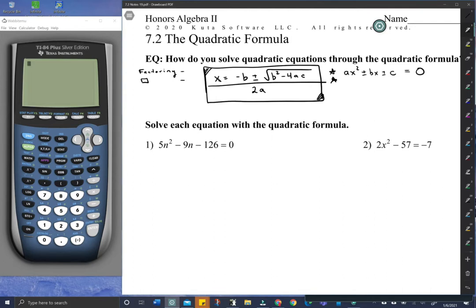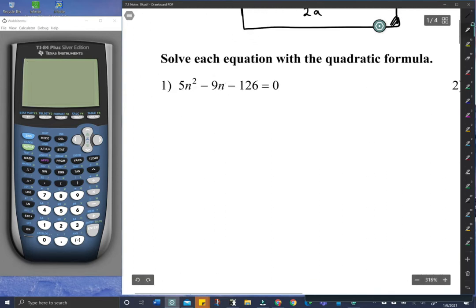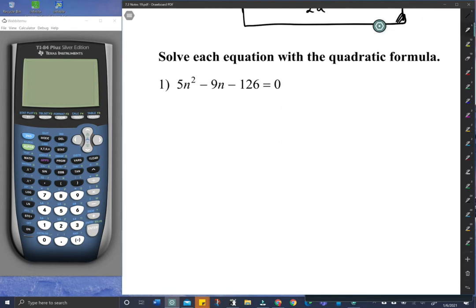So first off, if we look at problem number 1, we see 5, negative 9, negative 126. That would be a beast to factor, if it is factorable. What I always like to do is start these out by labeling what each is. a is 5, b is negative 9, and c equals negative 126. It's set equal to 0, so we're good to go. And really from there, it's just plugging things in. Be careful with things like negatives.